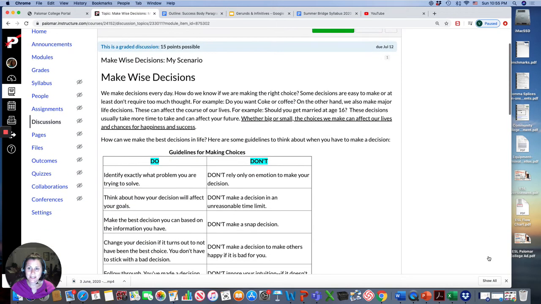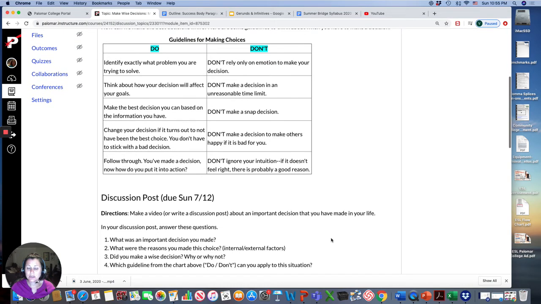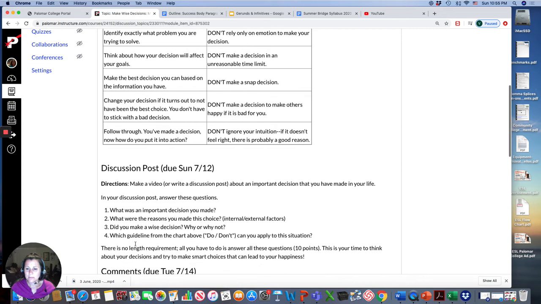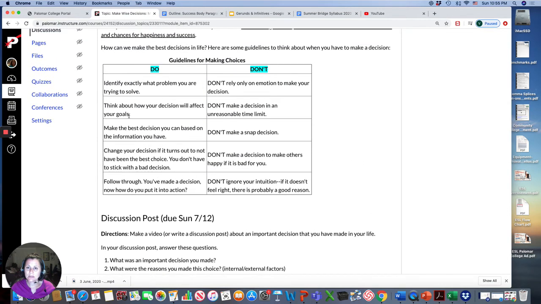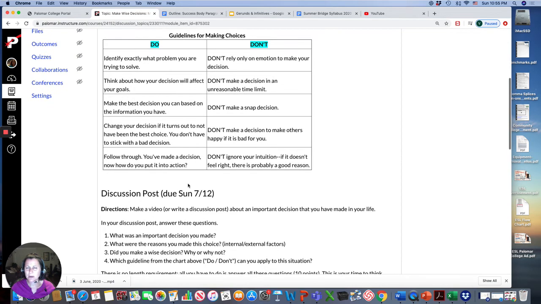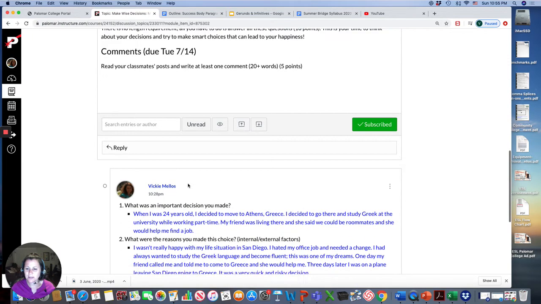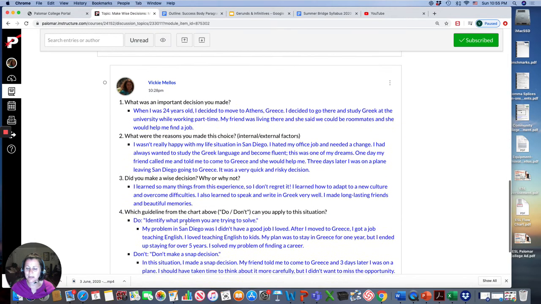And then this week, you're going to be writing about a decision that you had made in your life and thinking about what were the reasons. Do you think it was a smart decision or not? And you can choose one of these guidelines. Do any of these relate to the decision you made? Because part of being successful is making those smart decisions. So we're going to be talking about that this week in our discussion board. And I have an example right here.